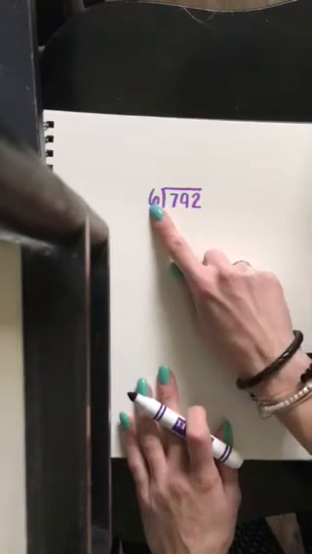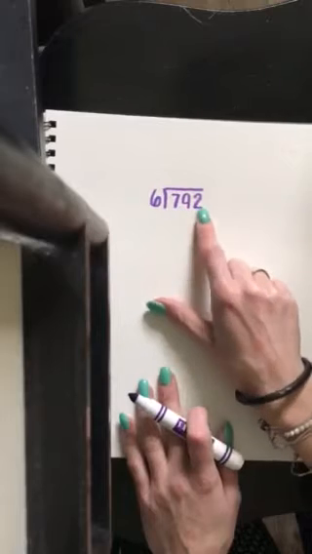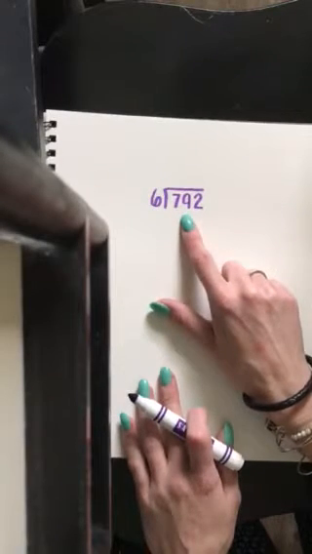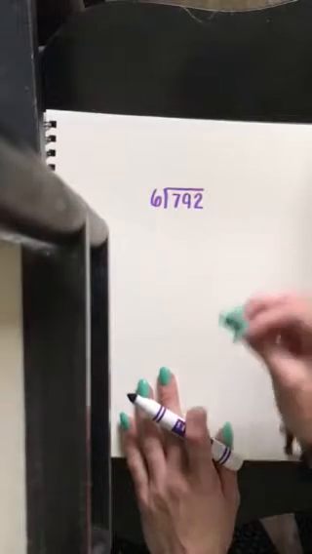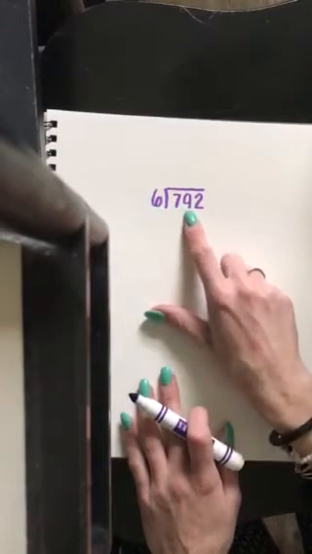Now, the kids can do repeated subtraction. However, if they take 6 and they subtract it out of this number, it's going to take forever. So the whole purpose of partial quotients is to make the process shorter. How many times we can take 6 out of 792.